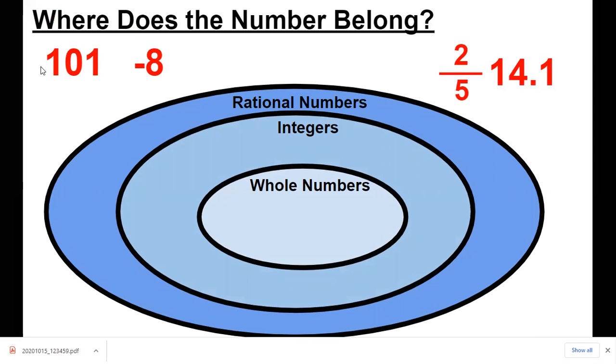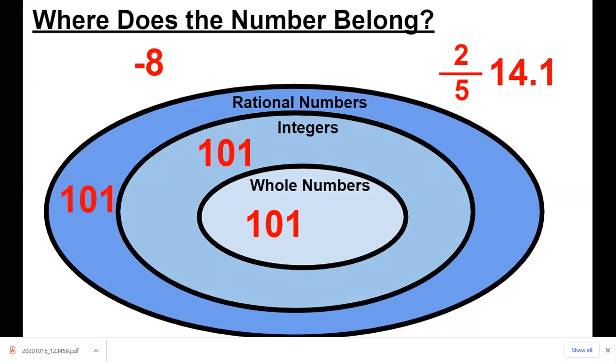Where does 101 belong? Why don't you pause the video, try these four numbers, classify them, and then come back and check that you got it right. Okay, 101, where is it going to end up? Correct, it is a whole number. But if it's a whole number, it's also an integer. And if it's a whole number and an integer, it's also a rational number.